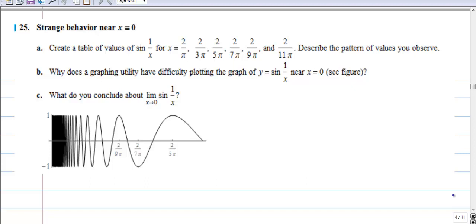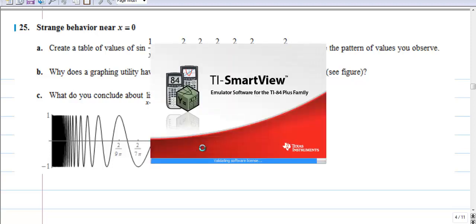All right, we're going to finish looking at some of the problems in section 2.2. This one is talking about strange behavior near x equals 0. And it says create a table of values of sine of 1 over x for the following values. So what I would do is, again, go and graph this, and change my table so that I could enter in whatever values I wanted.